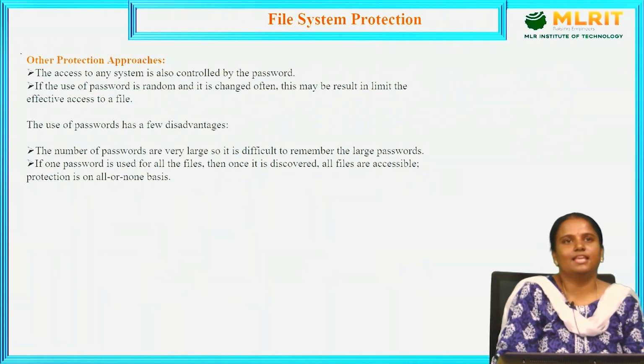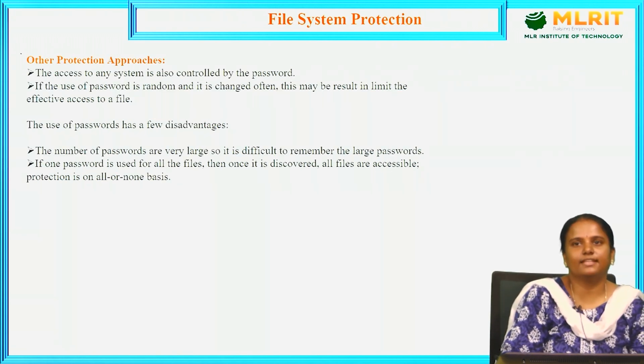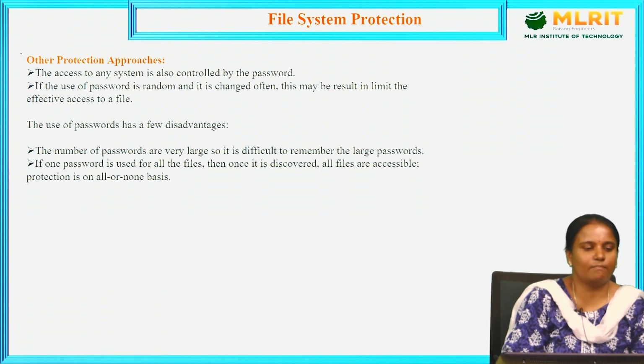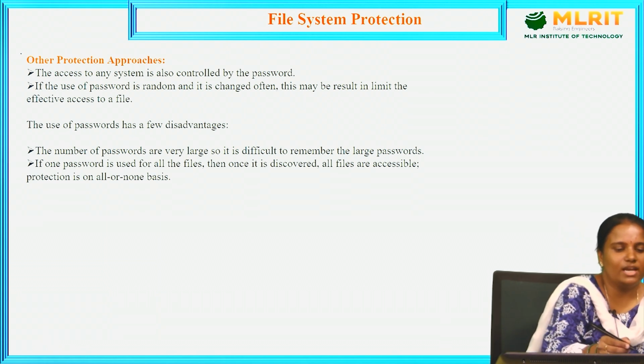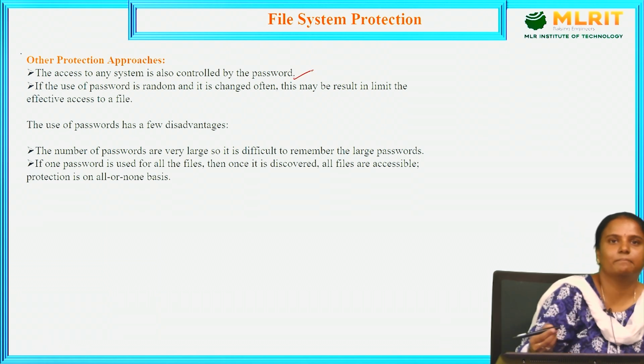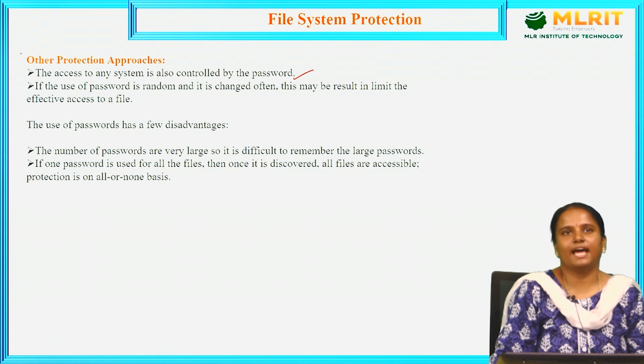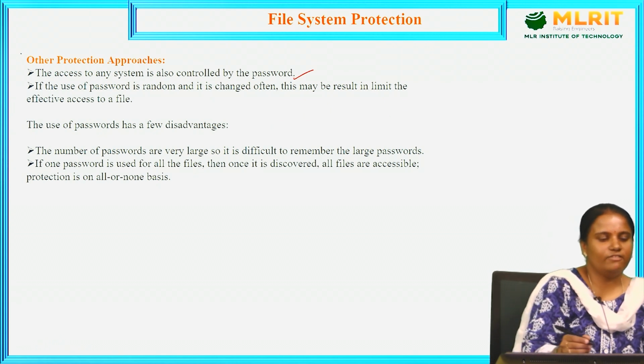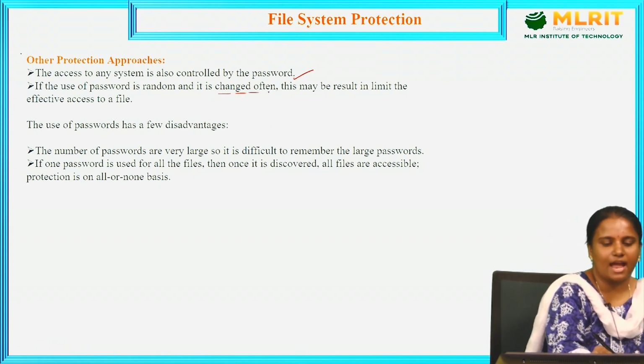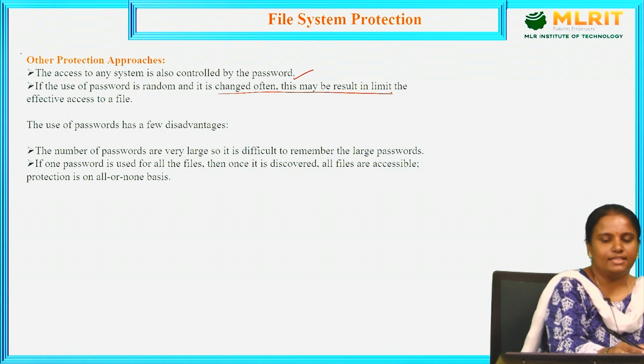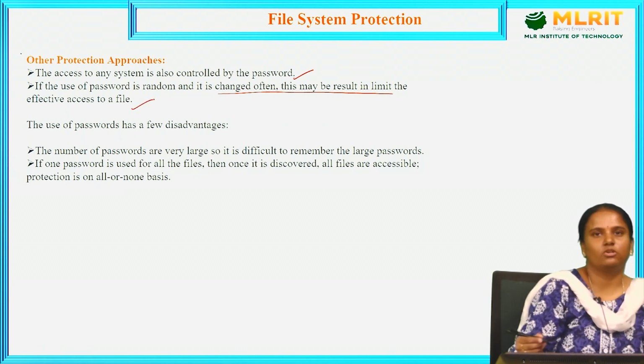Next, other protection approaches. Other than the file system protection by owner, group and universe, what are the different approaches? The access to any system is also controlled by password. Yes, the access can be done through passwords. If the use of password is random and it is changed often, this may limit the effective accessing of a file.